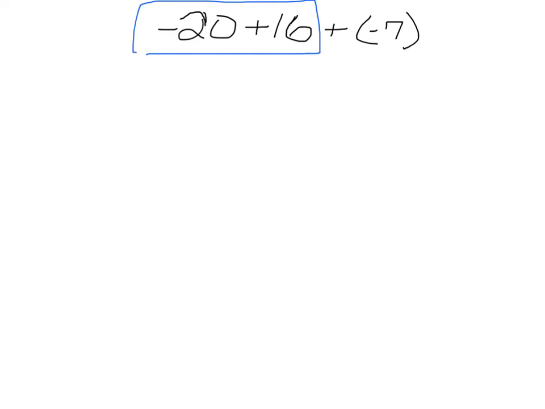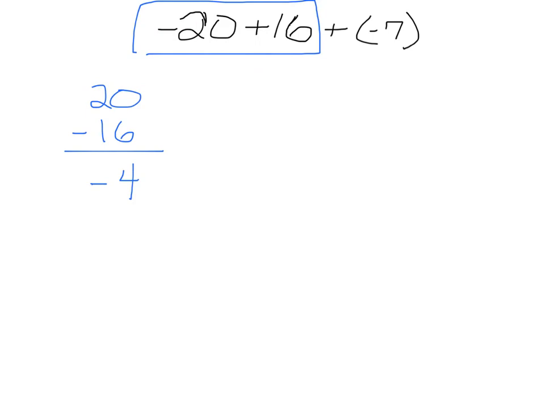So I'm focusing on what I put in blue here. Negative 20 plus 16. So absolute value of negative 20 is just 20. Absolute value of positive 16 is 16. Subtract. And we will get 20 minus 16 is 4. The absolute value of the negative number is bigger. So our final answer, I'm going to use a negative 4.